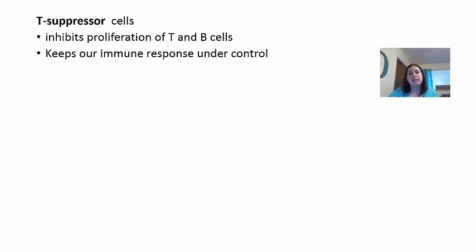Now, there is another T cell that's important to look at. These are called the T suppressor cells. These guys are actually going to inhibit T and B cell proliferation, so causing them not to divide anymore. These guys help inhibit or keep our immune system under control. They want to make sure your immune system doesn't go crazy and start attacking things that it shouldn't. So these guys are going to help regulate and make sure the immune system is working the way it should, and suppressing it whenever it doesn't need to be turned on or activated.